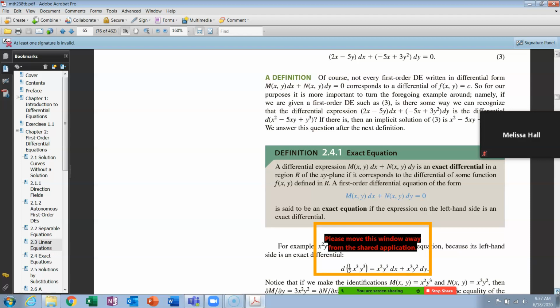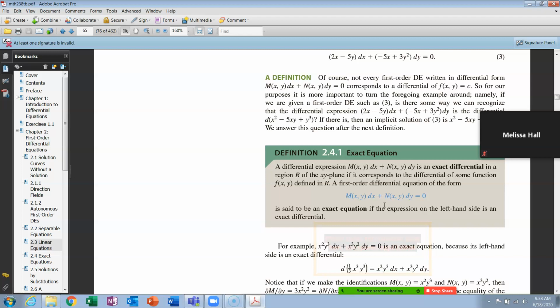A differential equation, M of x y dx plus N of x y dy, is an exact differential in a region R of the x y plane if it corresponds to the differential of some function f of x y defined on that region R, and the first order differential equation of this form is said to be an exact equation if this expression on the left-hand side is an exact differential. That almost sounds like they're talking in circles, doesn't it? Well, yeah, they sort of are, okay? But this is what we mean by an exact differential equation.